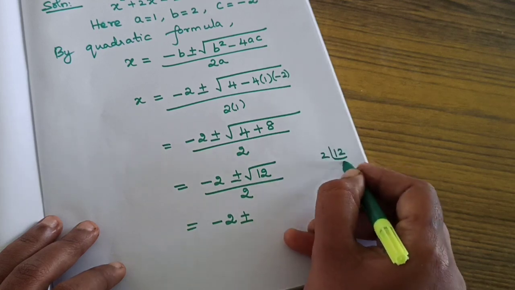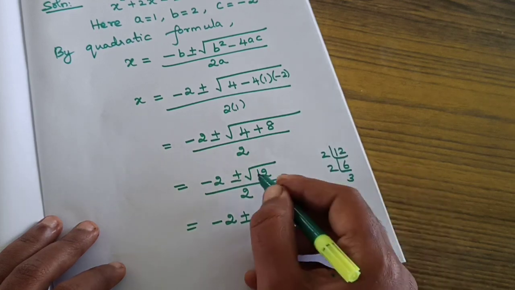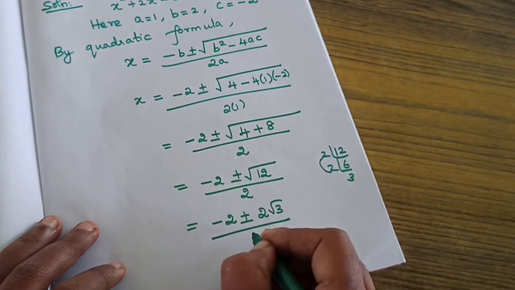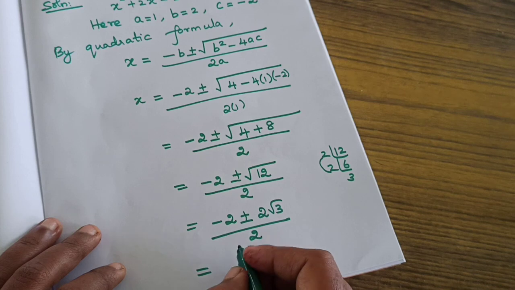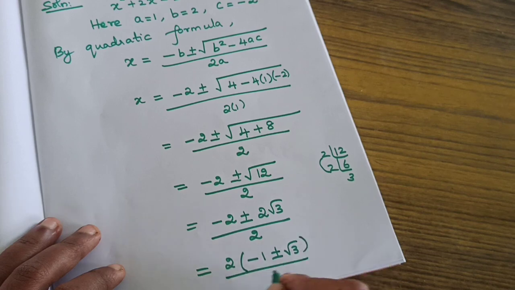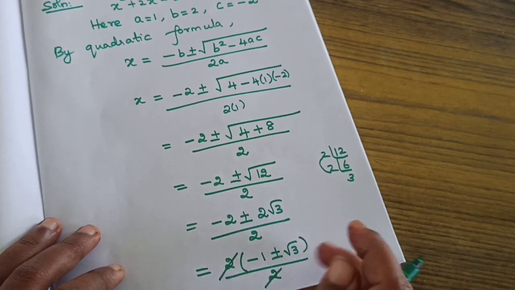simplification, 2, 6 and 2, 3. Since it is a square root, two numbers we can take out, no? So 2 root 3 by 2. And 2 I can take outside. And what will come inside? Minus 1 plus or minus root 3 by 2. 2 and 2 get cancelled.